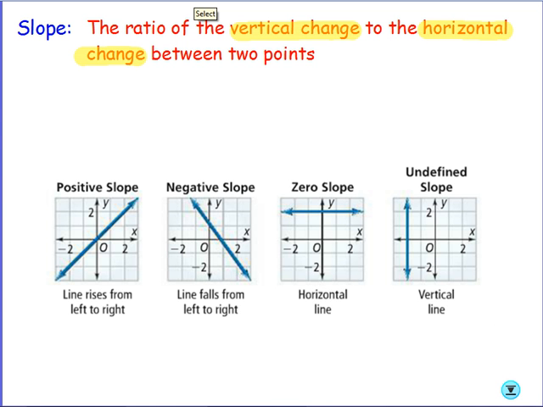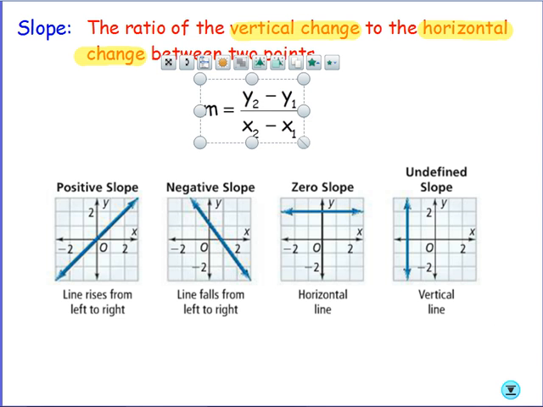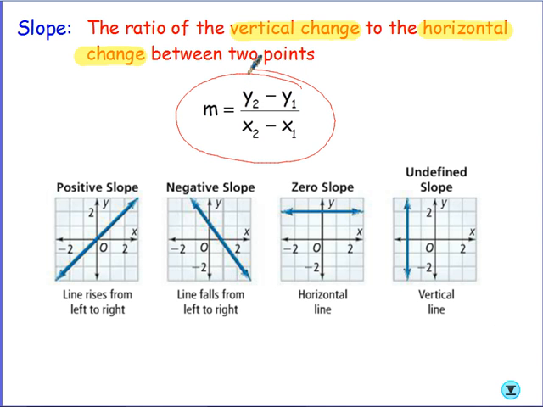Now, when we're trying to find the slope between 2 points, we have a very important formula that you've seen in Algebra 1. It looks like m equals y2 minus y1 over x2 minus x1. This is a formula that everyone needs to memorize. It will be very important on your next test, and I will not be providing it for you.